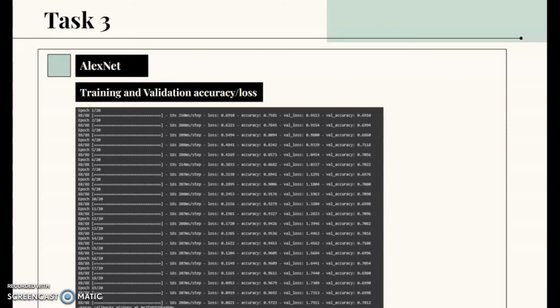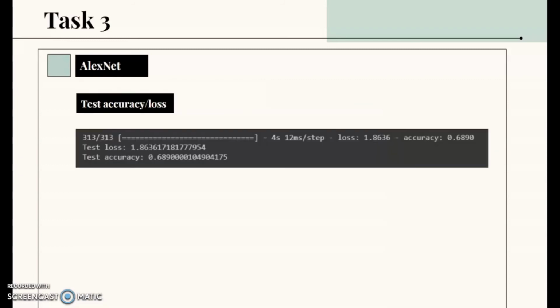Next is the accuracy and loss of the training and validation. The training accuracy is 0.9723, while its loss is 0.0821. The validation accuracy is 0.7012, and loss is 1.7911. The epoch was changed to 20 to accommodate a higher training accuracy. This unfortunately increased the training time.